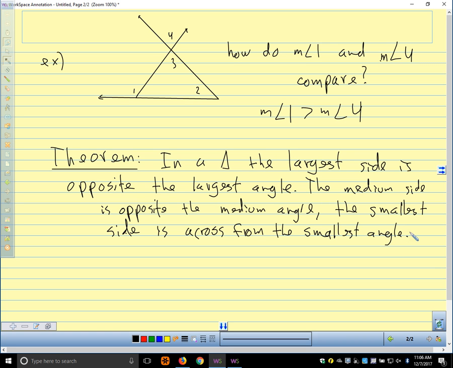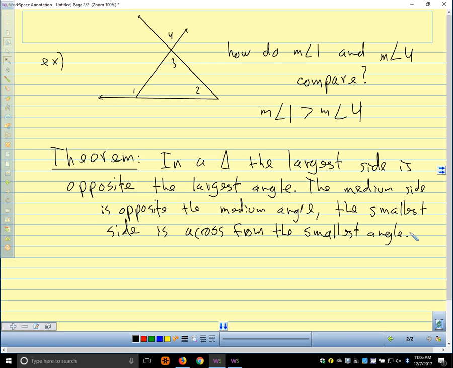And that makes sense if we think about it. If you have a big angle, to connect the sides of the angle, you're going to need a longer segment. If you have a small angle, to connect the two sides of the angle, it's going to take a smaller segment. So we put those together in a triangle, then we get this relationship.